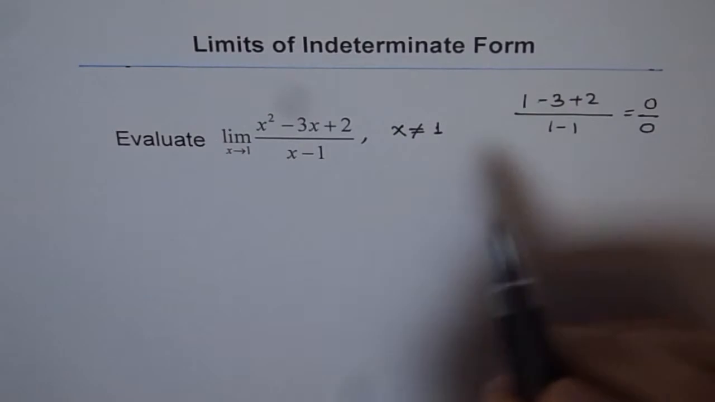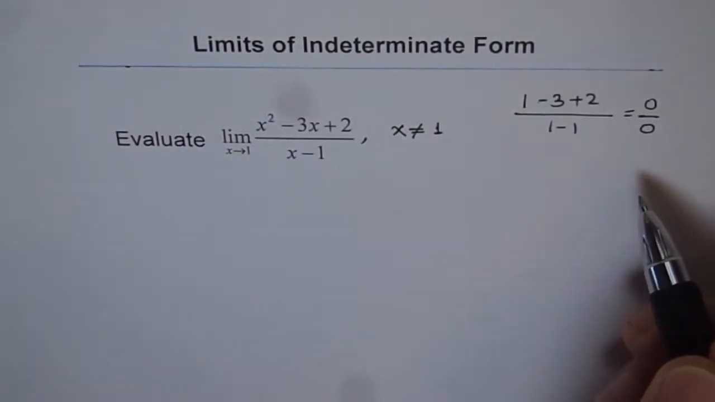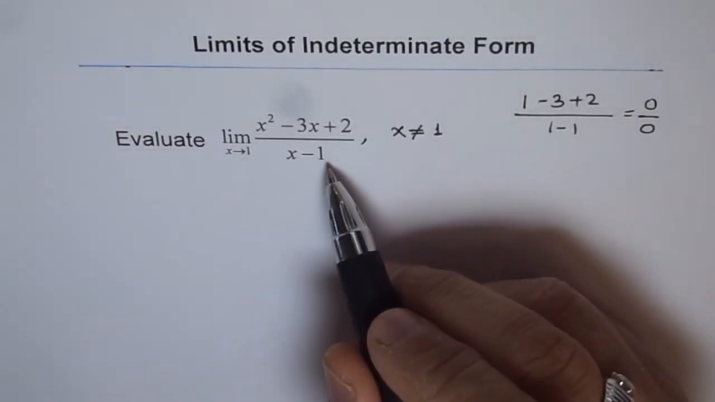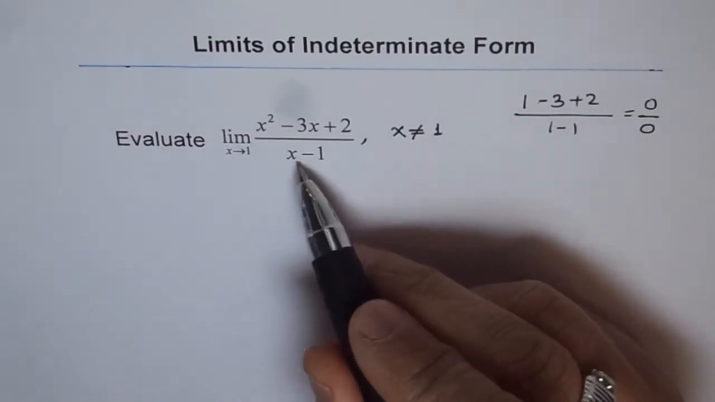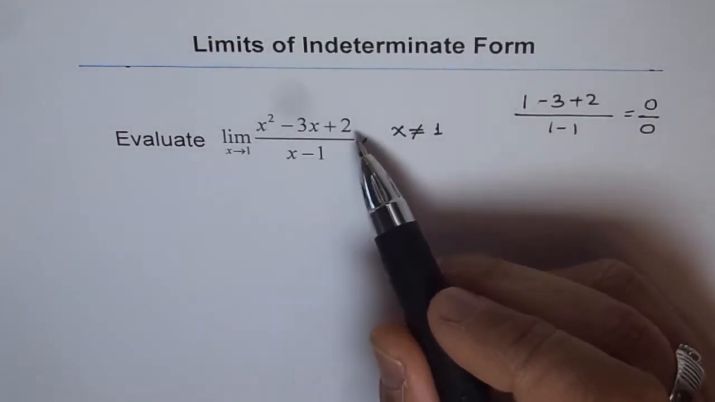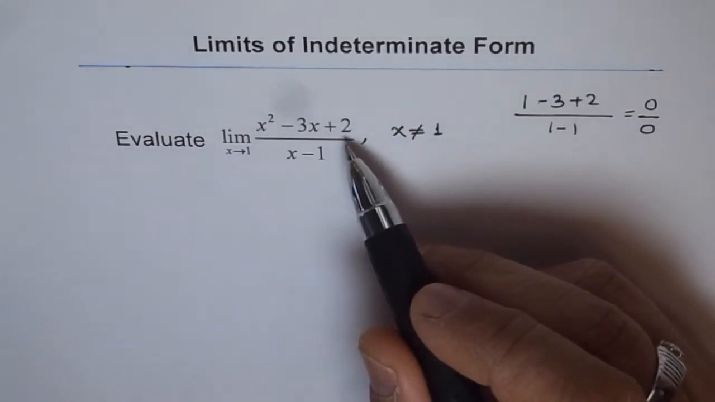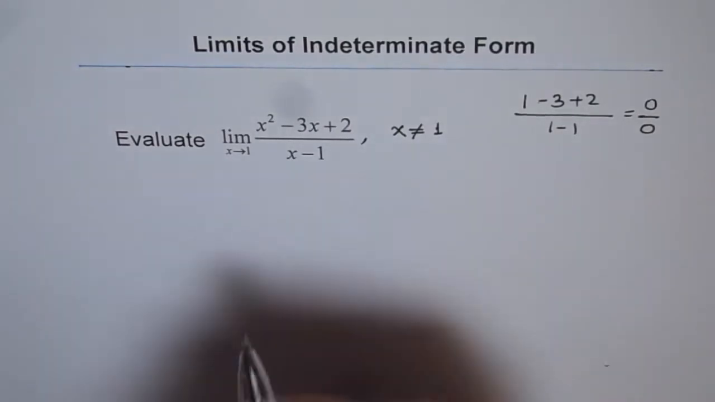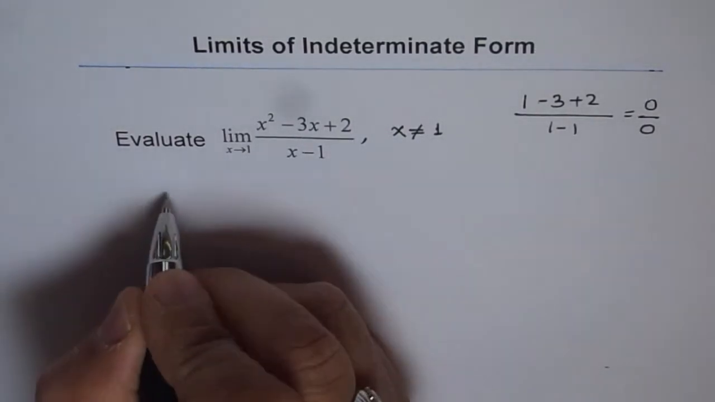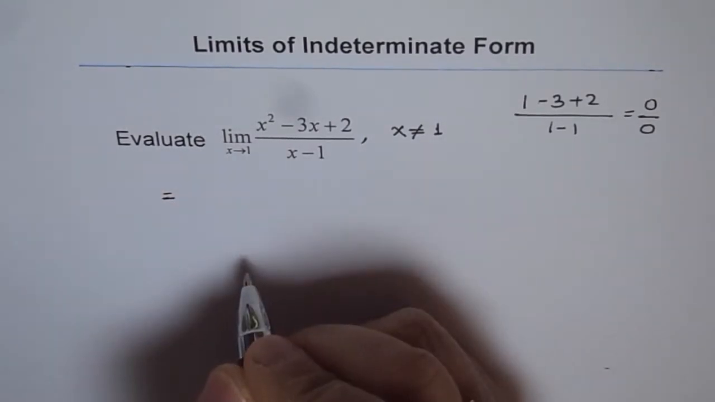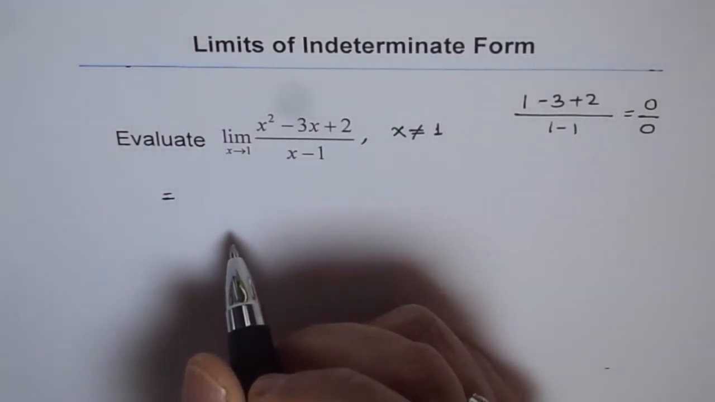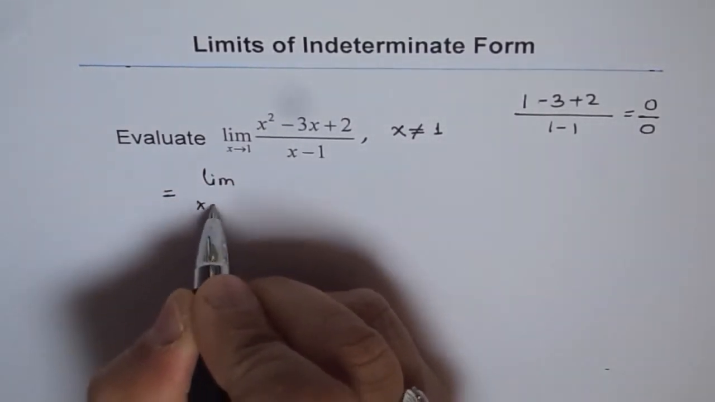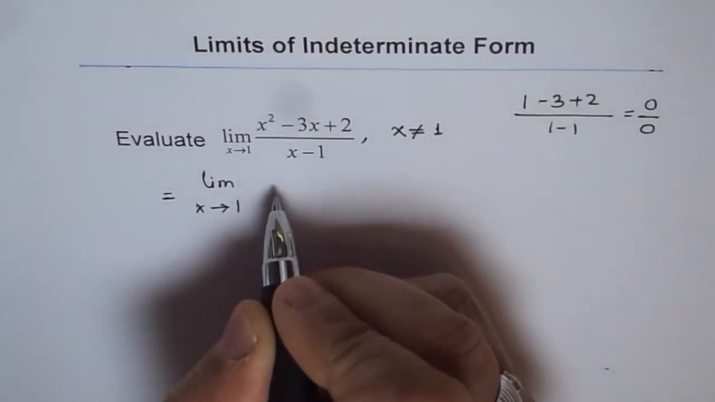0 over 0 when x approaches 1, however, indicates that x minus 1 is a factor in the numerator and also in the denominator. Well, we can always see x minus 1 in the denominator, right? But let's factor the numerator and see if it is a factor in the numerator. Then we can simplify this expression and evaluate the limit. So let's follow the method of factoring to find the limit for this indeterminate form of expression. So we'll try to solve this problem by simplification or factoring.